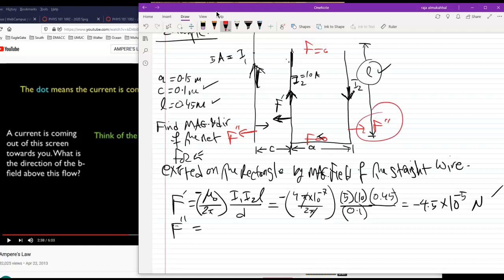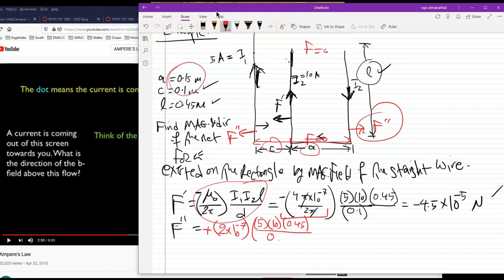All right, so I want to calculate this force here. So that's going to be positive, and it's going to be basically the same exact formula. So let's just plug it in very quickly. Using this one, that's nothing but 2 times 10 to the negative 7 times 5 times 10 times 0.45 divided by what? It's divided by A plus C, correct? Is that right, guys? So A plus C. So that's going to be 0.25. And it's positive, right?